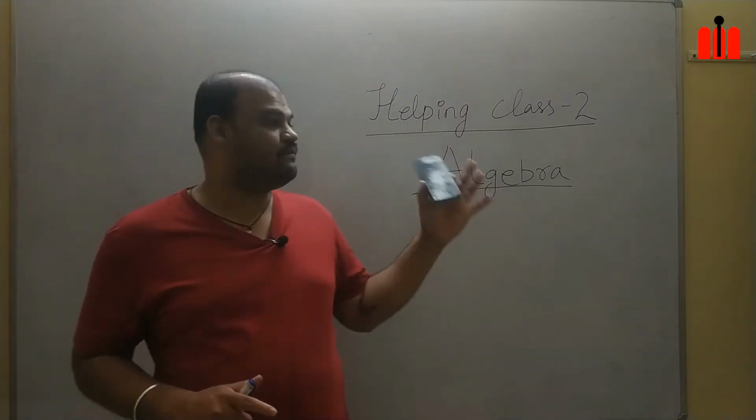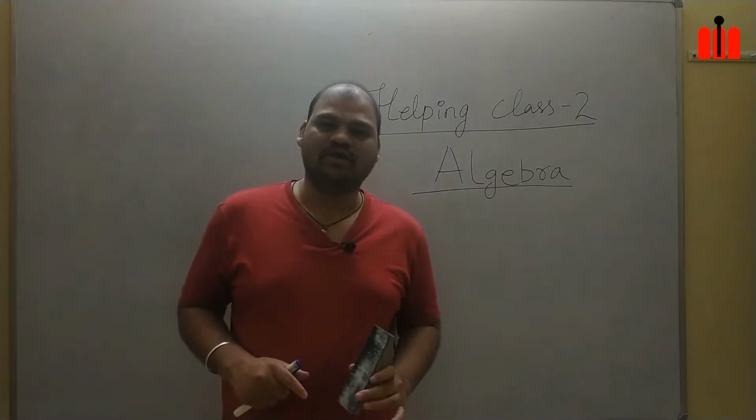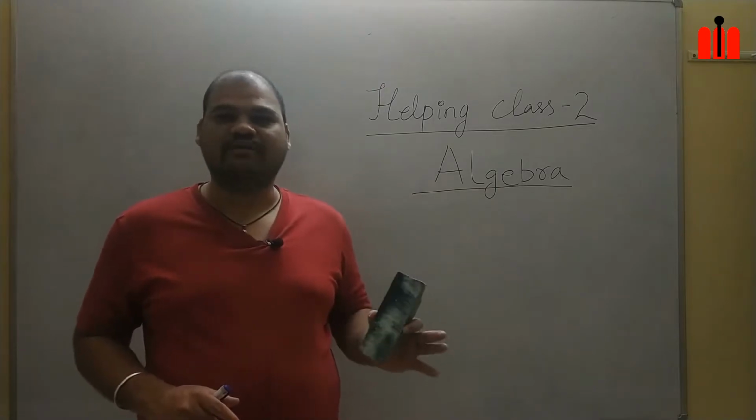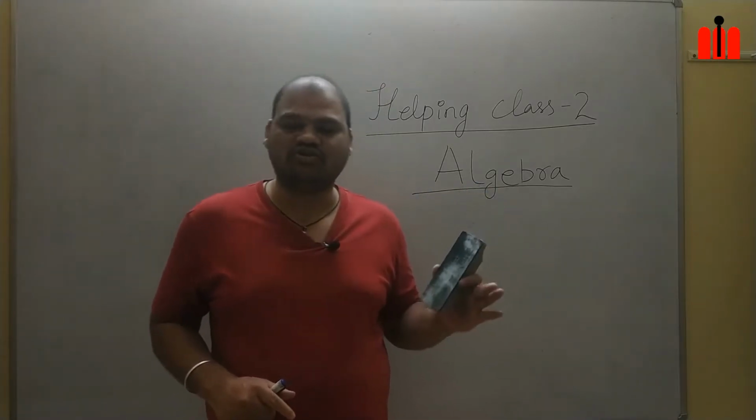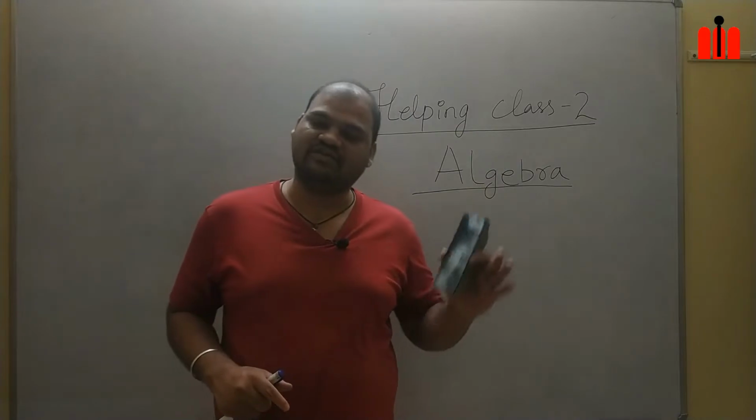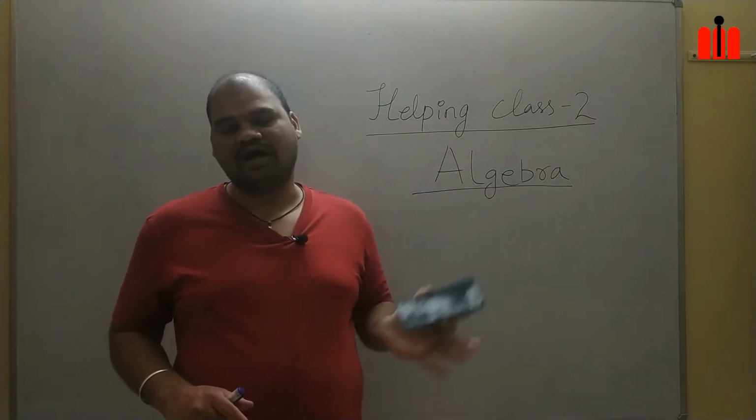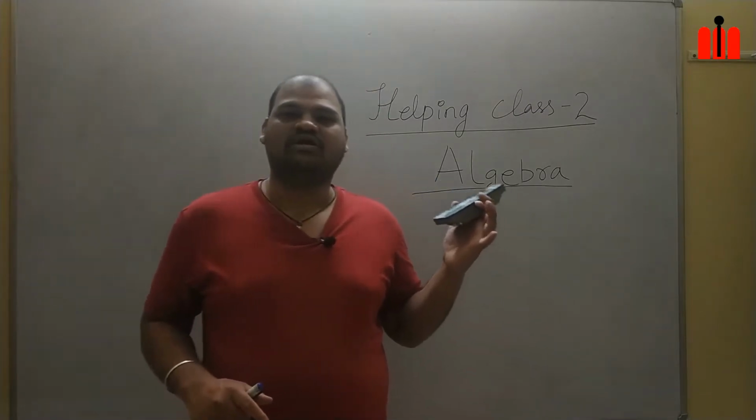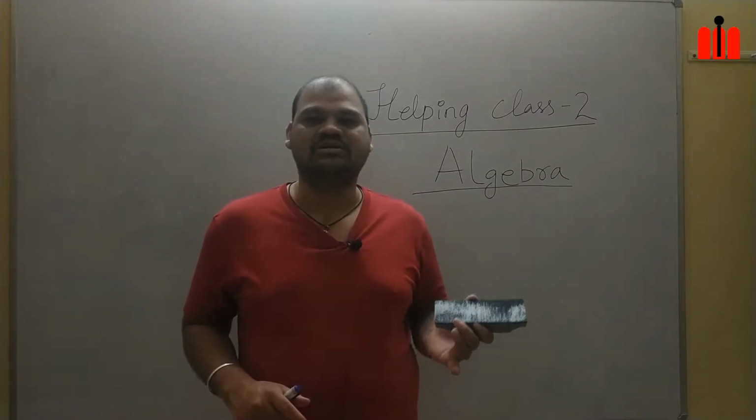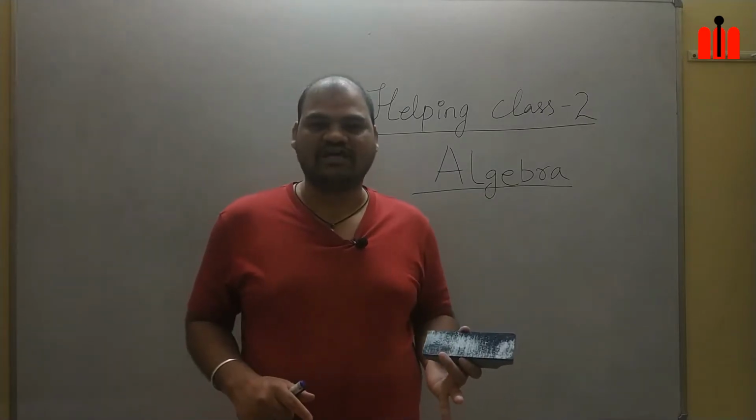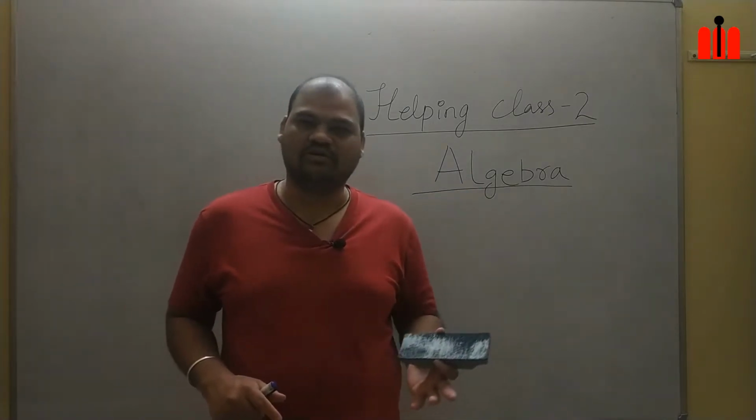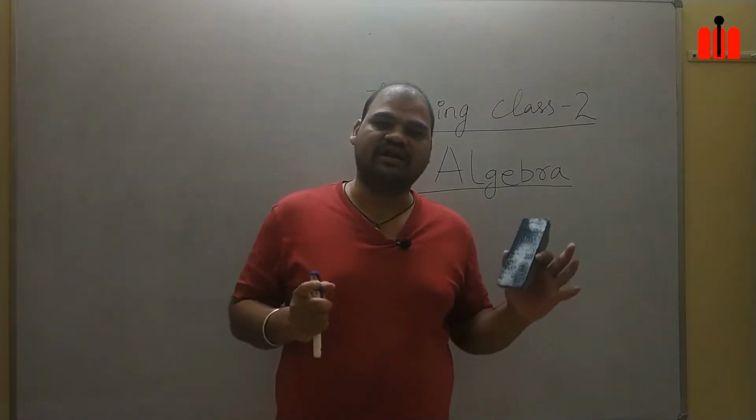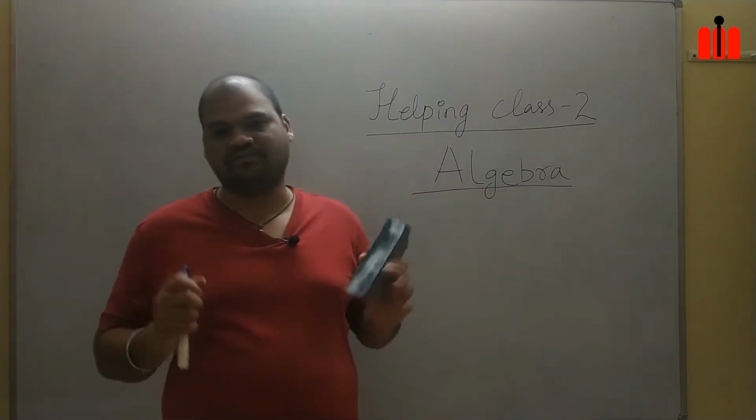Today we are at helping class 2 for the algebra. Before this, we had completed helping class 1, in which also we had discussed algebra. That was part 1. In algebra part 1, we had seen solving simple equations, then working with exponents and two variables, and how to solve the two variables equation. These are all things we covered in helping class 1.